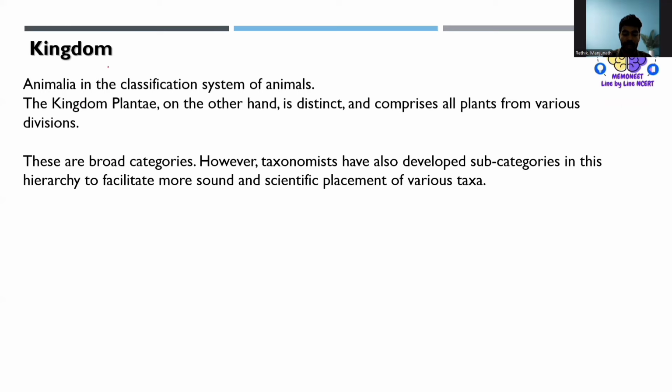The last one is the highest hierarchy, that is the kingdom. Basically we have two kingdoms here. Kingdom Animalia is the classification system for animals, and kingdom Plantae is the classification system for various plants, comprising all the plants from various divisions. So these are broad categories: all animals come under kingdom Animalia and all plants come under kingdom Plantae. Hence, taxonomists have also developed some subcategories in this hierarchy to facilitate more sound and scientific placement of various taxa so that we can understand them in a better way.